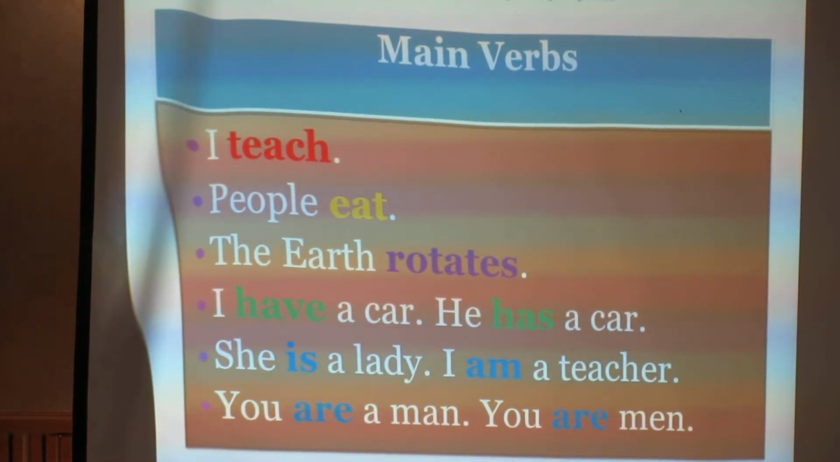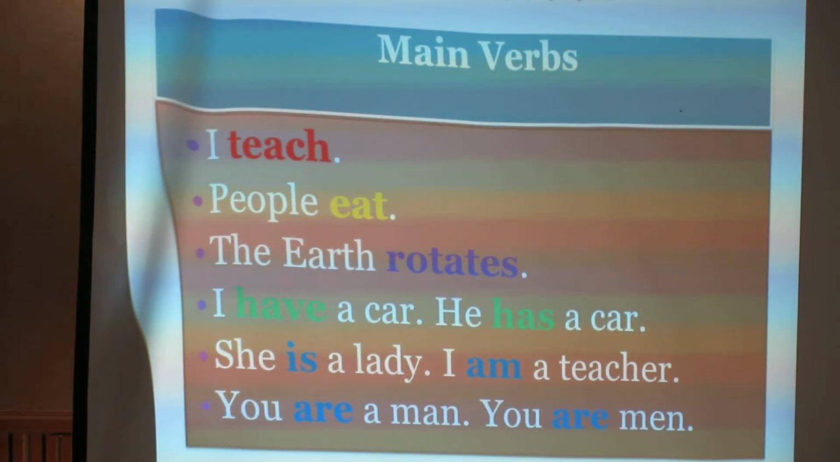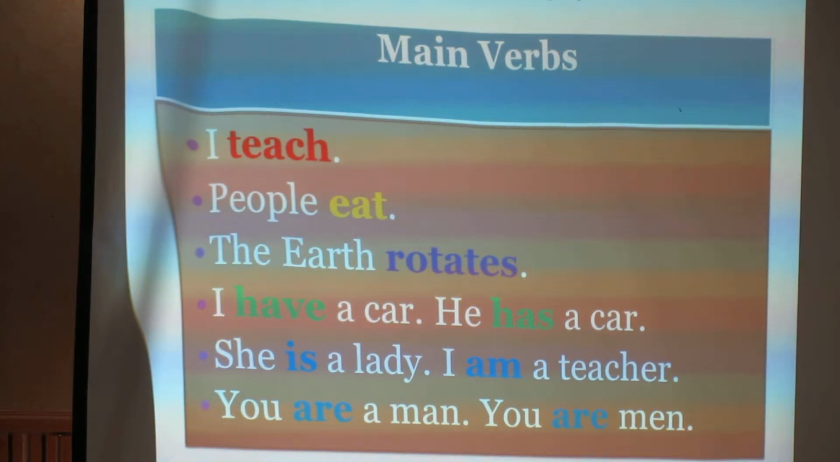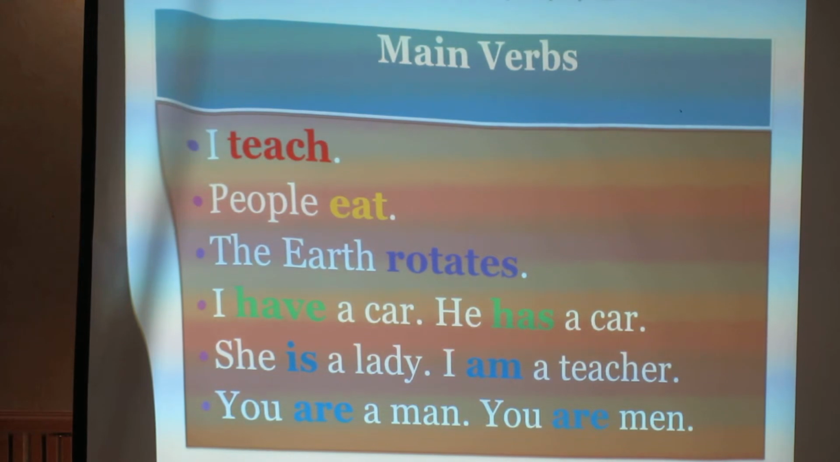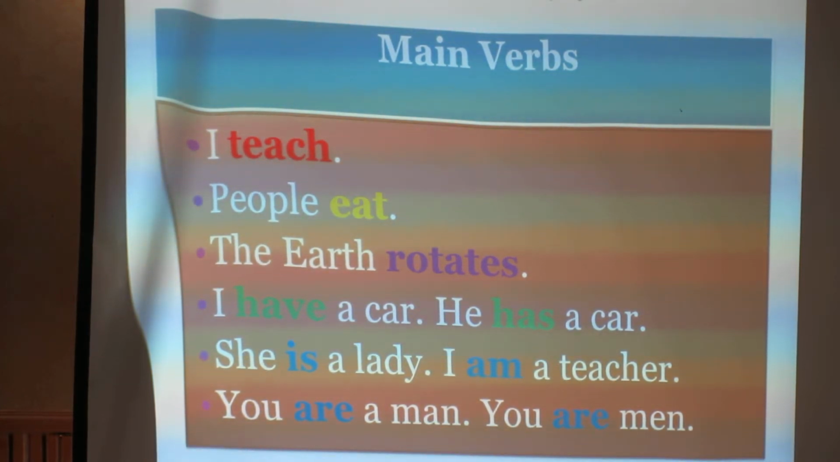We have some examples to realize here. I teach people, I eat, the verb rotates. These are dealing with the first one, the verb to do, the action verbs. Teach, movement. Eat, again, movement, action. Then rotates, action also. Then, I have a car, he has a car. I have, he has. With the second one, verb to have.